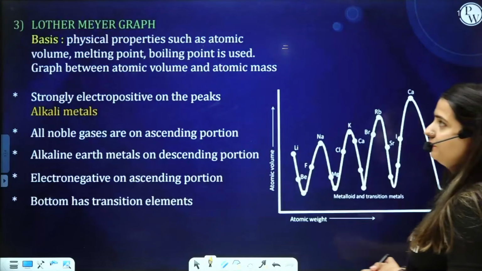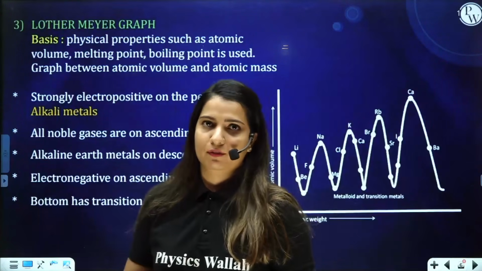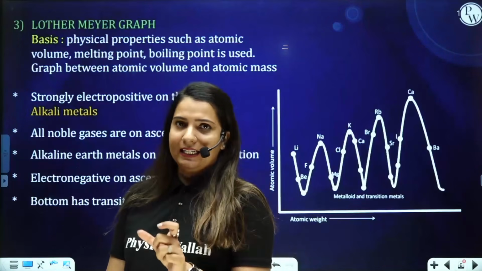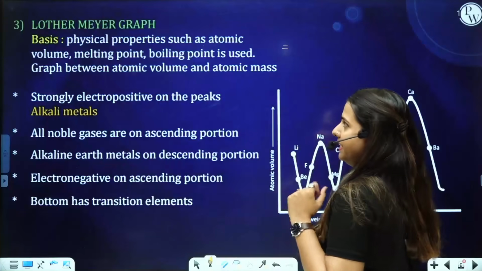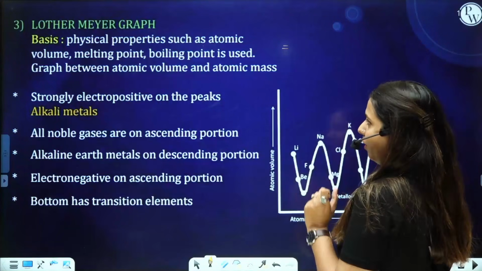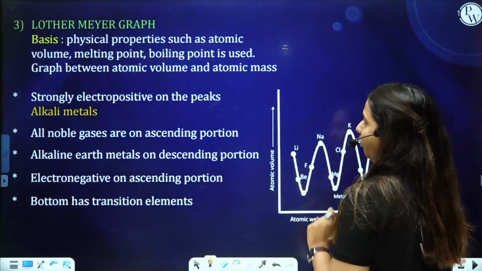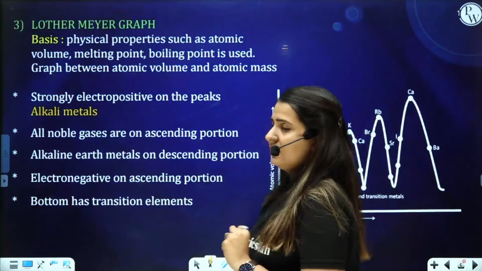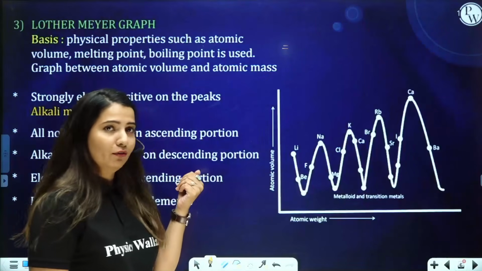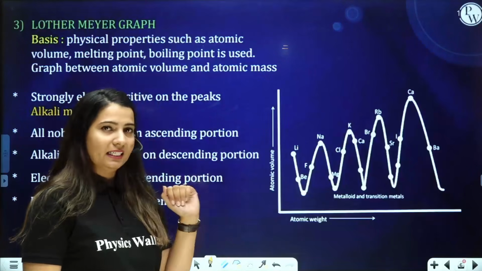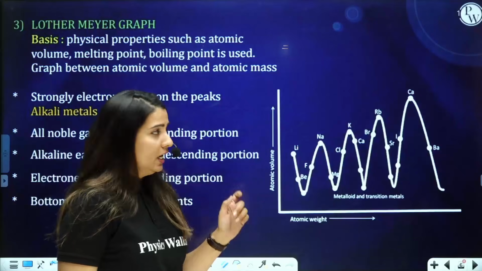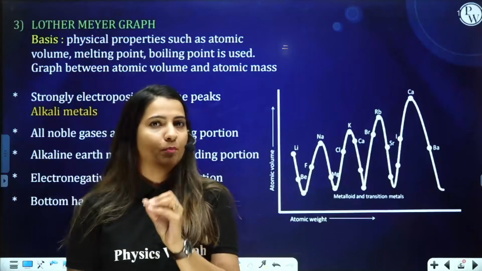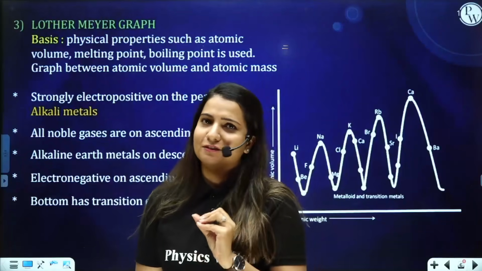Next we have a graph, which is the Lothar Meyer graph. It is very important from the examination point of view and very easy also. What was the work of Lothar Meyer? See, the basis was physical properties such as atomic volume, melting point, and boiling point, and a graph between atomic volume and atomic mass was created. You can see the graph also. This is atomic volume, and this is atomic weight. You will get a certain kind of graph, and I will tell you the important points regarding this graph, which is very, very important, right?